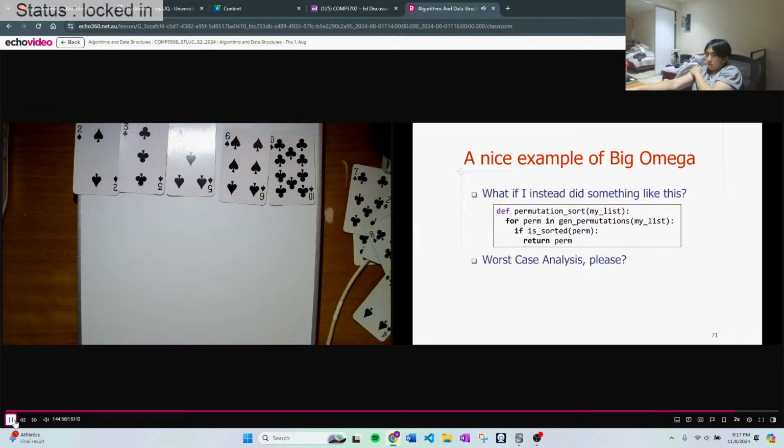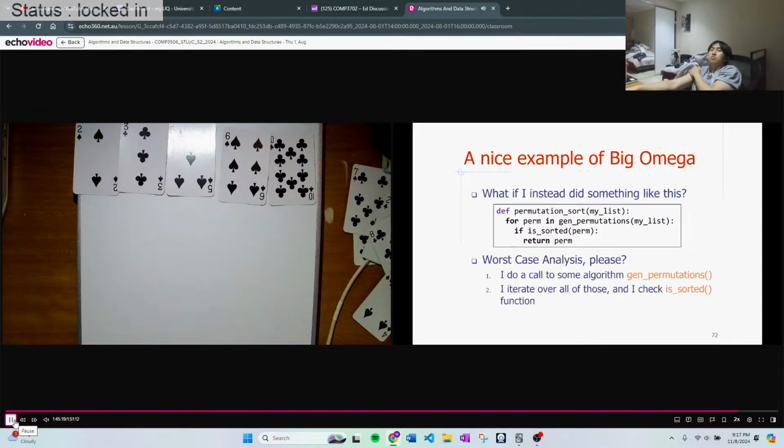How many permutations of a list of n elements are there? N factorial. Okay, so I make n factorial lists here, and then I go through each one of them and I say, hey, is this a sorted list or not? Sounds like a great sorting algorithm, right?